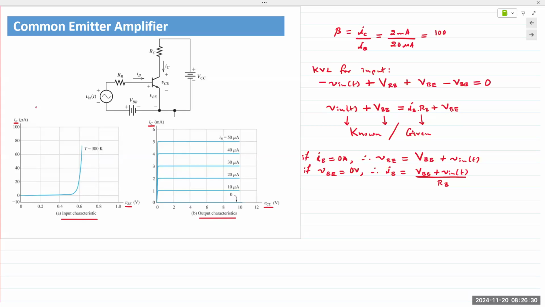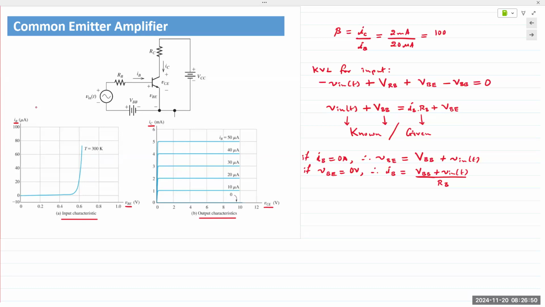No, because VBB is being applied. That's the DC biasing voltage, so it won't be 0. Yeah, that's the biasing voltage. VB would be different. VB is the base voltage. That would be different.